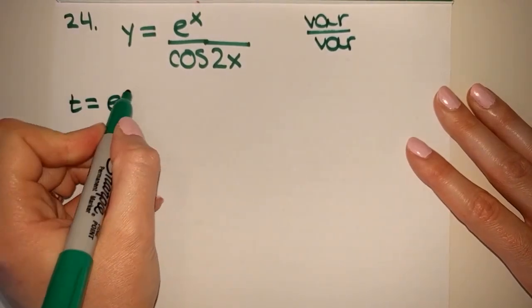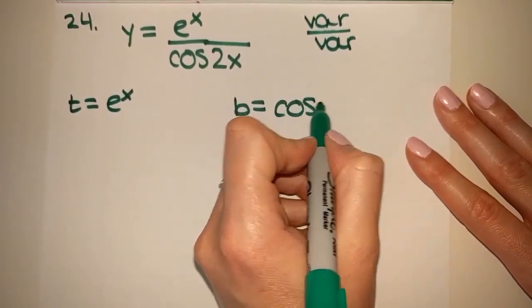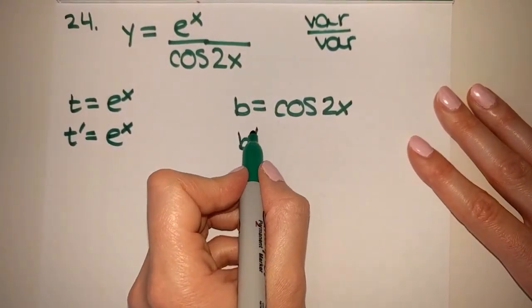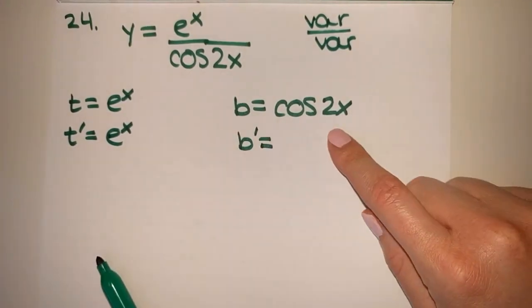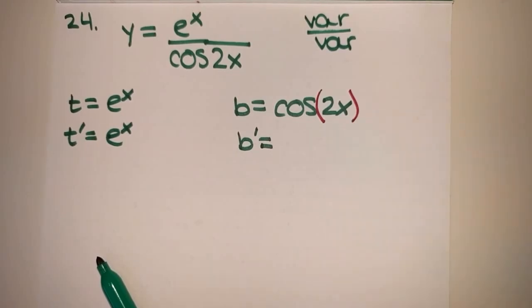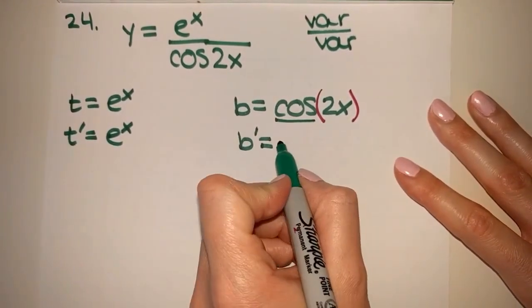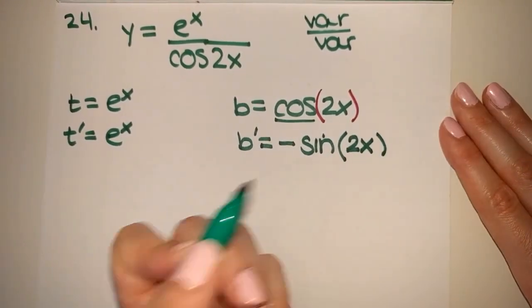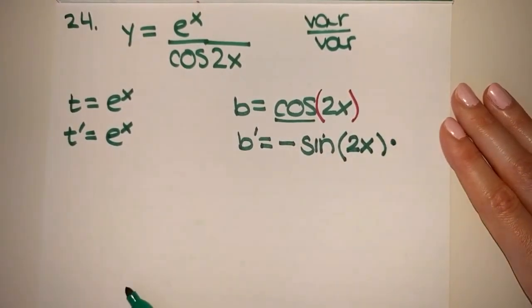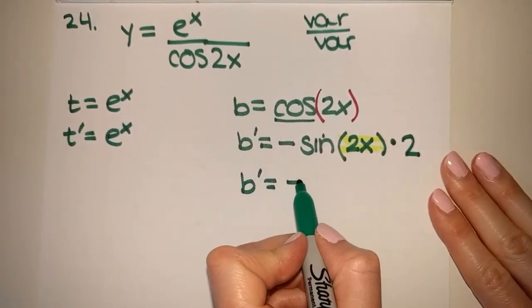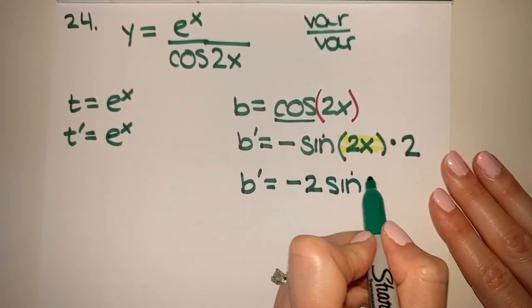So our top function is e to the x, the bottom function is cosine 2x. Top function's derivative, e to the x, is just e to the x. Bottom function's derivative, here we don't just have cosine x, we have cosine 2x. So we need the chain rule there, and so we will take the derivative of cosine, that gives us negative sine, keep the inner fixed at 2x, and then multiply by the derivative of the inner, which is just 2. And then to simplify things, just bring the coefficients to the front, so we have negative 2 sine 2x.